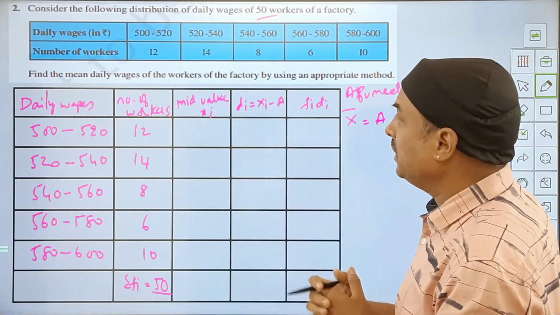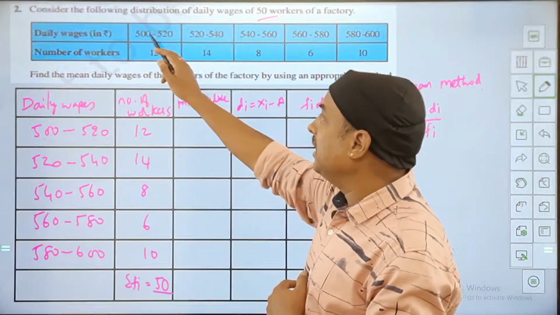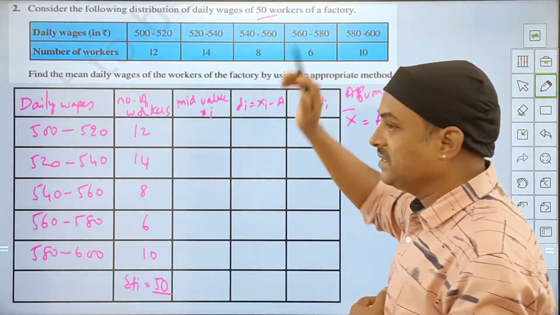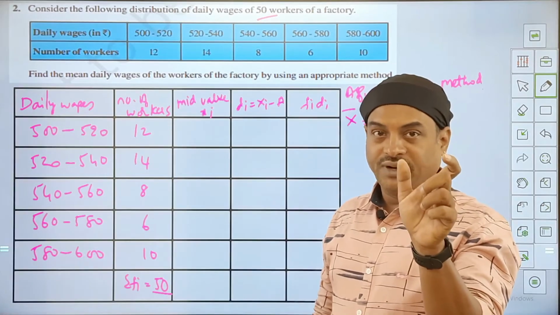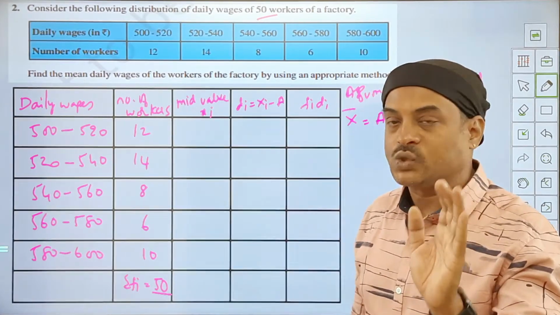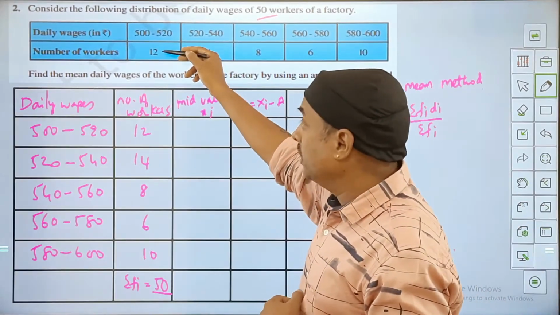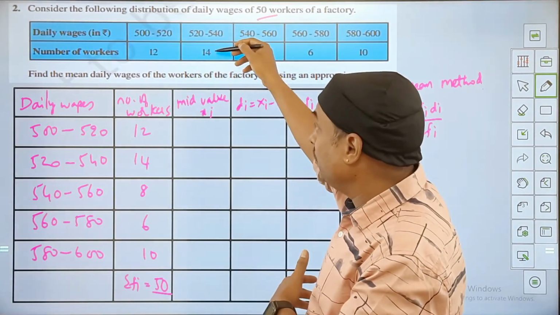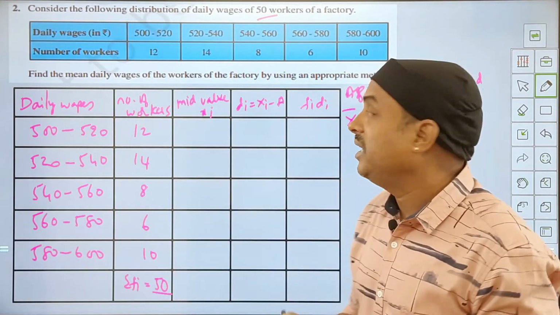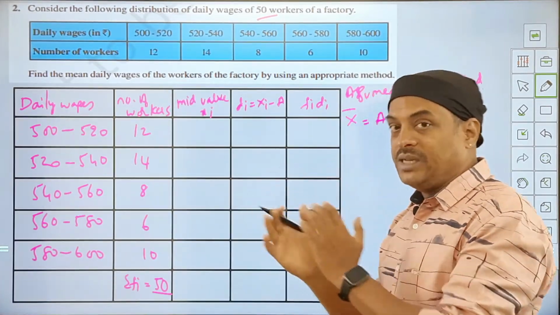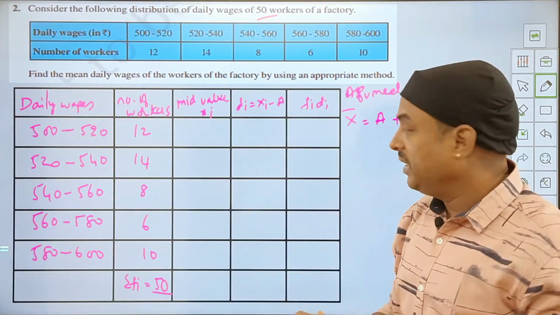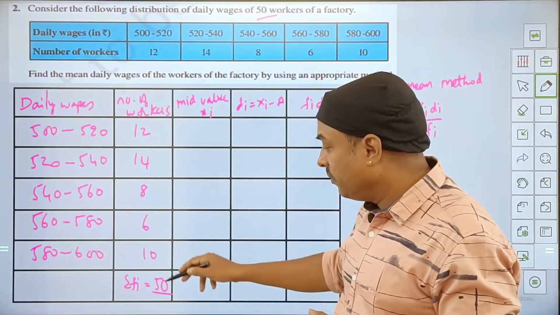Now in this second question, daily wages are given. The people earning in the range between 500 to 520, 520 to 540, 540 to 560. The class size here is given as 20. There are 12 workers who earn between 500 and 520. There are 14 workers who earn between 520 and 540, and the table is given in that manner. The number of workers total here is 50. So you can see the total here will be 50.